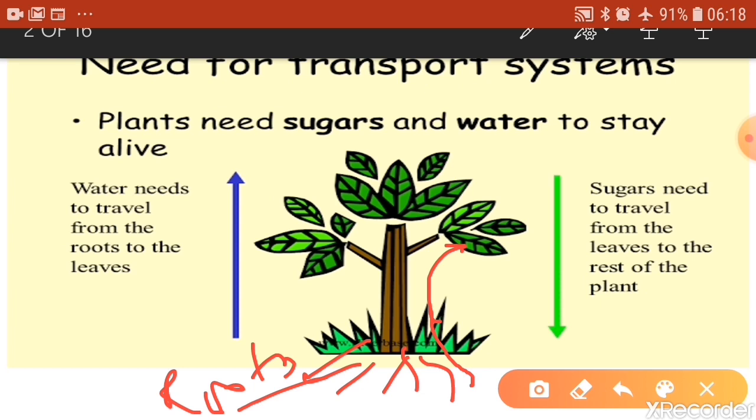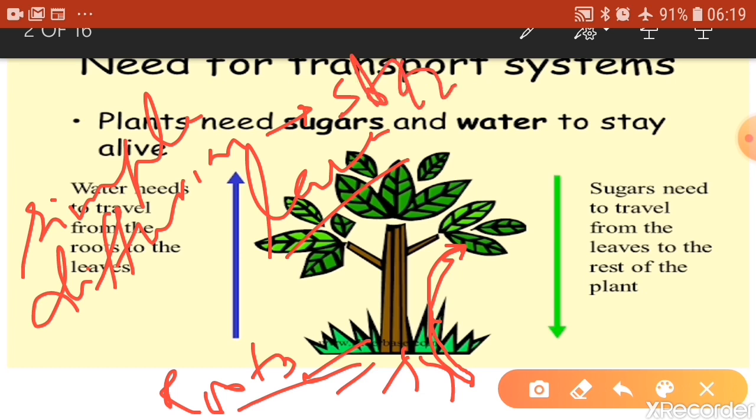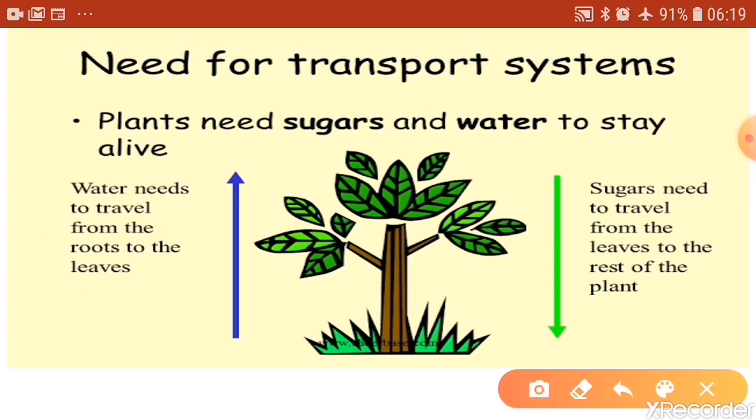Now, since the distance between the roots and the photosynthesizing part of the plant, that is the leaves, is quite a lot, the water and minerals cannot be transported by simple diffusion. Why? Because diffusion is a very slow process. So, by simple diffusion, these materials cannot be transported to all the parts, because diffusion is a slow process.